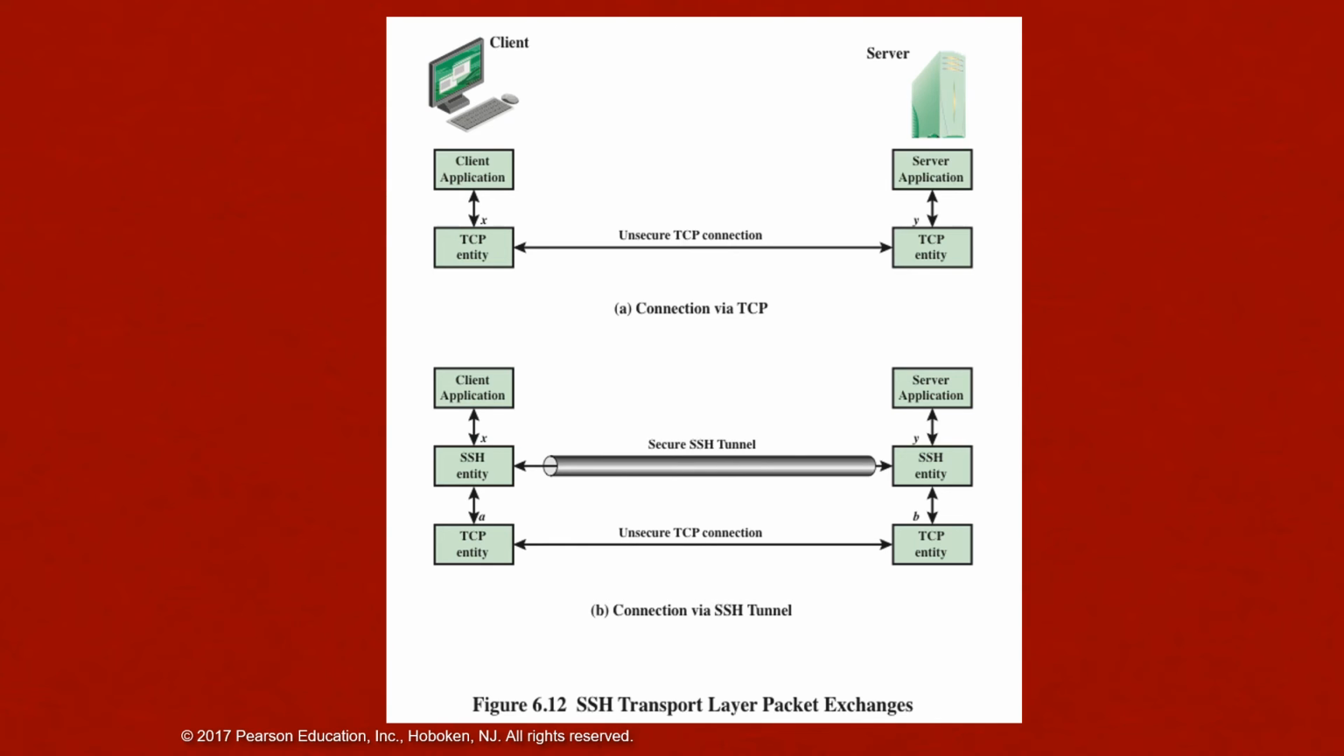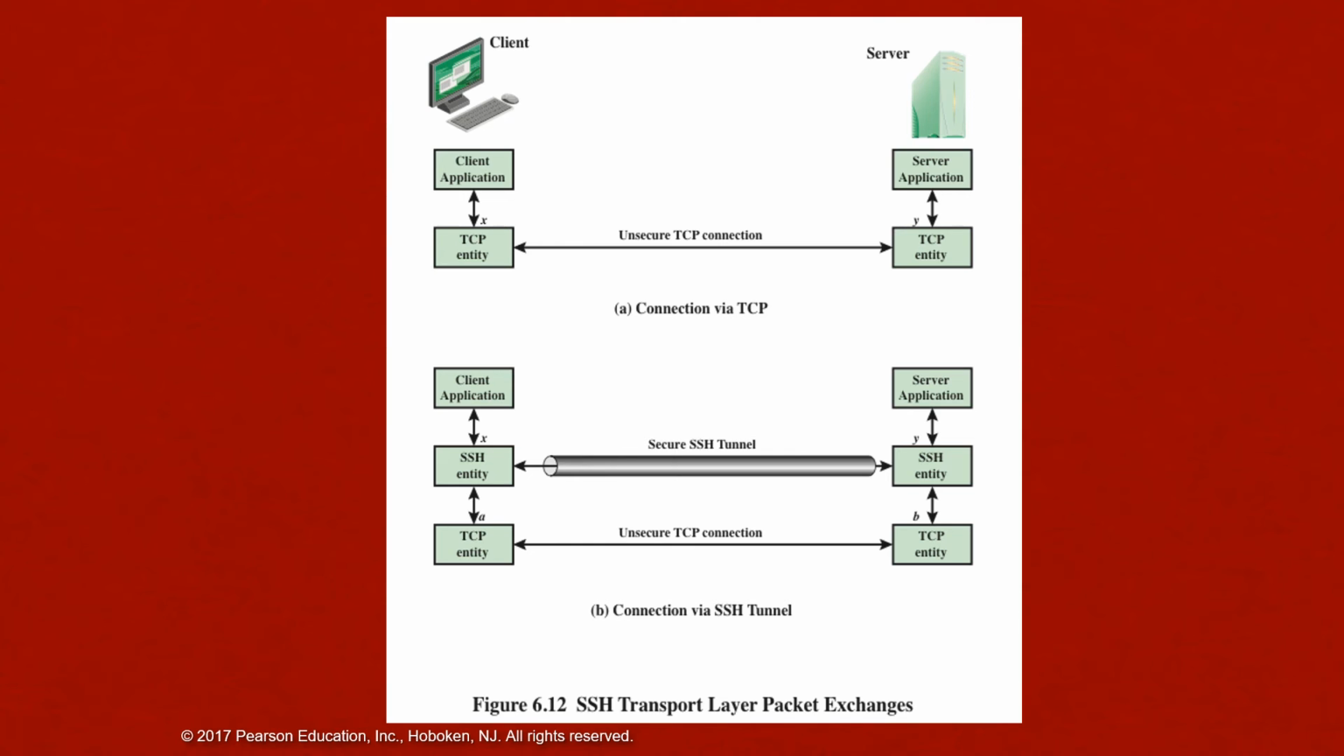This figure illustrates the basic concept behind port forwarding. We have a client application that is identified by port number X and a server application identified by port number Y. At some point, the client application invokes the local TCP entity and requests a connection to the remote server on port Y. The local TCP entity negotiates a TCP connection with the remote TCP entity such that the connection links local port X to remote port Y.